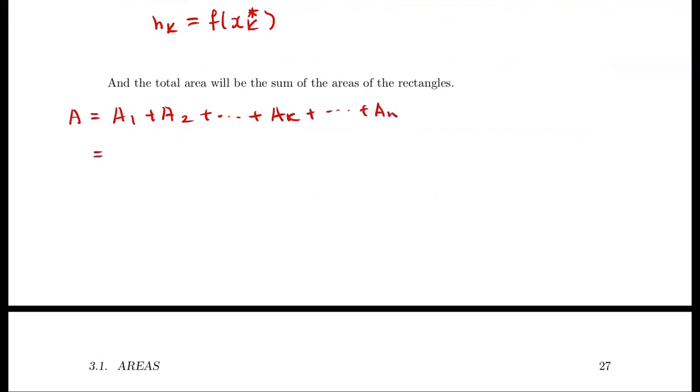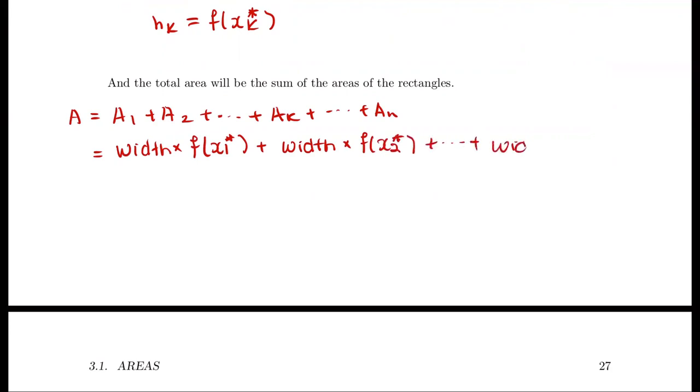And that would just be the width times the height. So this is width by the height at each of the star coordinates. So this would be width times f of x2 star plus dot dot dot until we get the width times f of xn star, which then would lead us to b minus a divided by n of f at a plus b minus a divided by n.